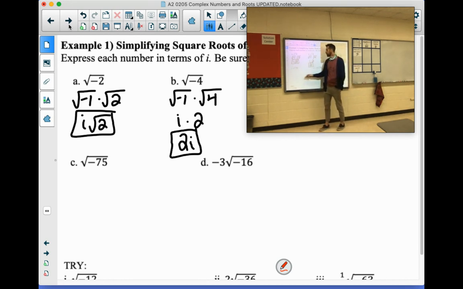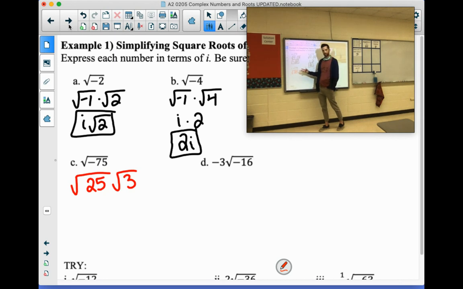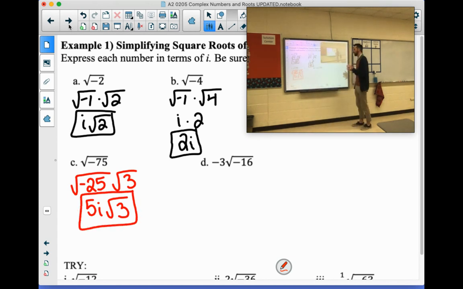So -75. So if it was regular 75, we would do 25 times 3. That would give us 75. But we have -75. So we're going to count that as -25 times 3. The square root of 25 is 5. So the square root of -25 would be 5I root 3. It's not that bad. Don't worry about it.